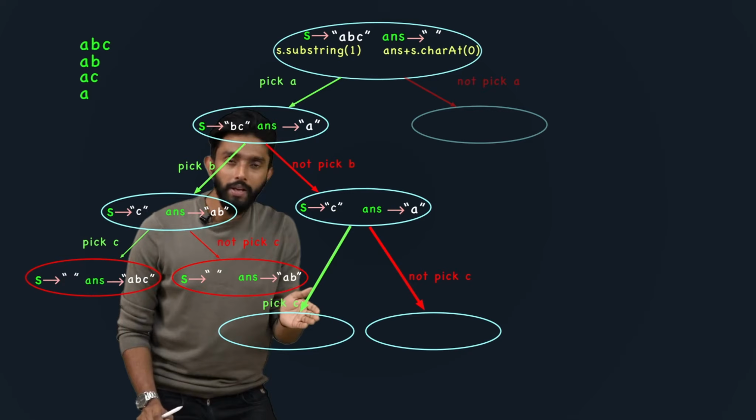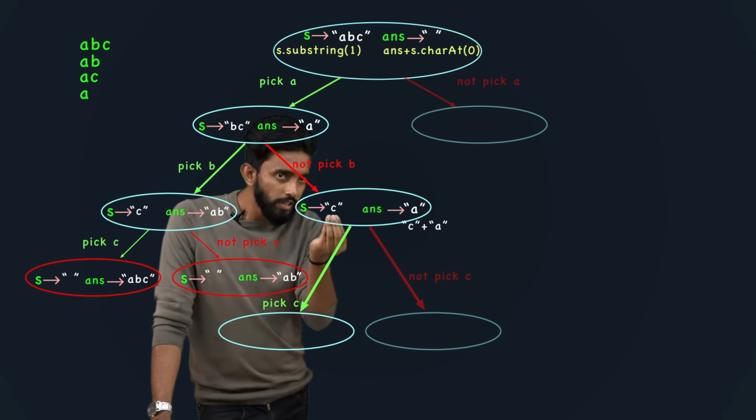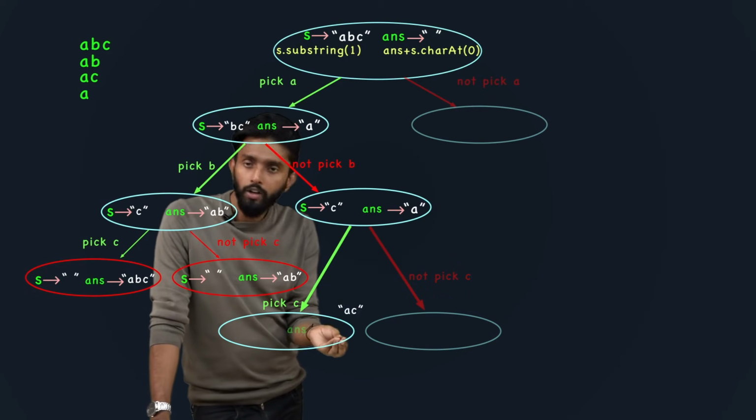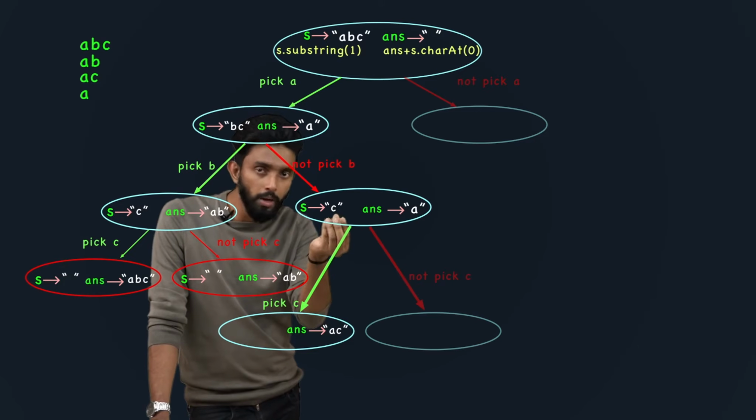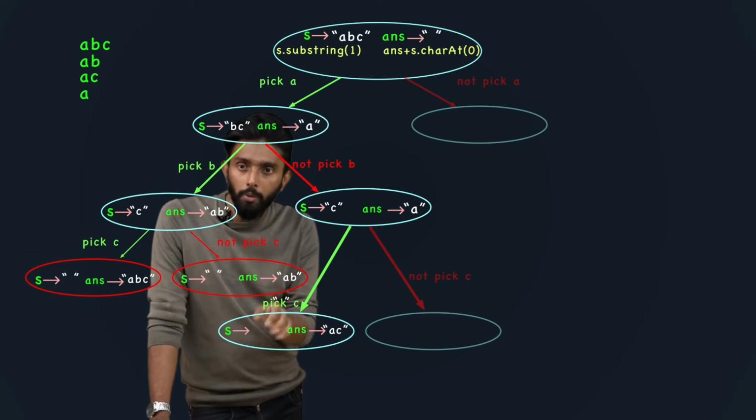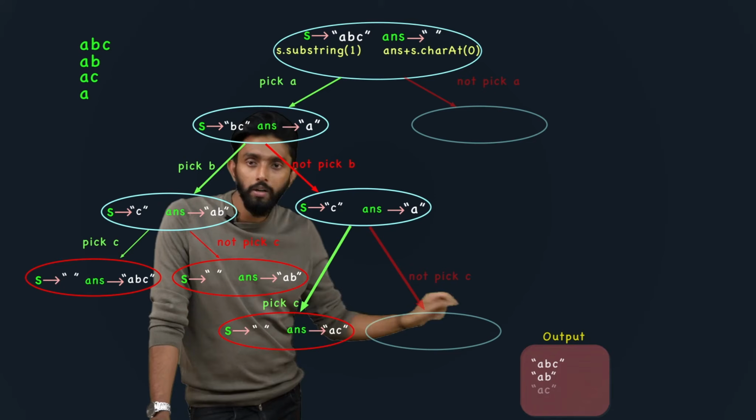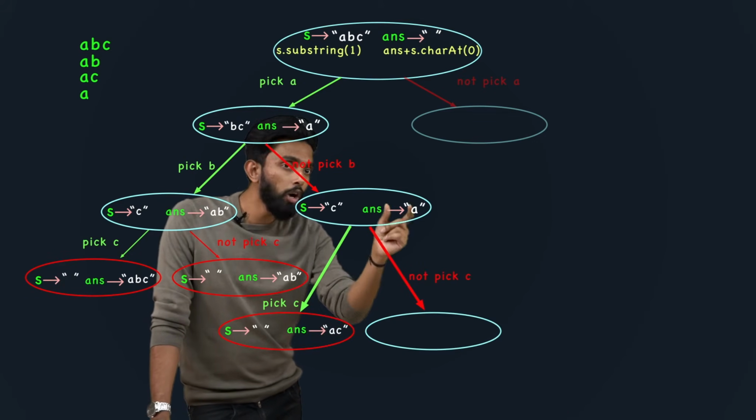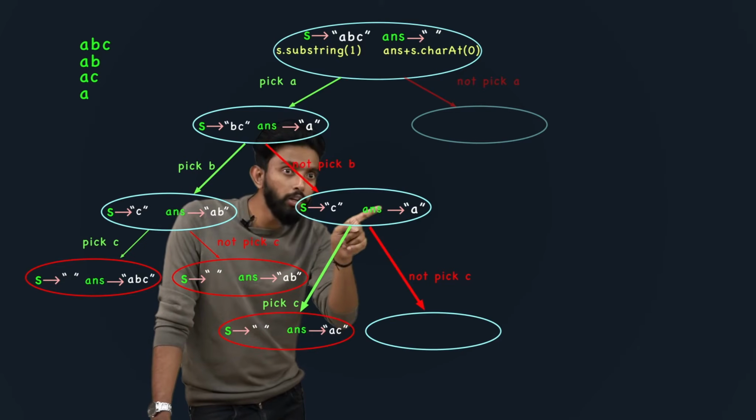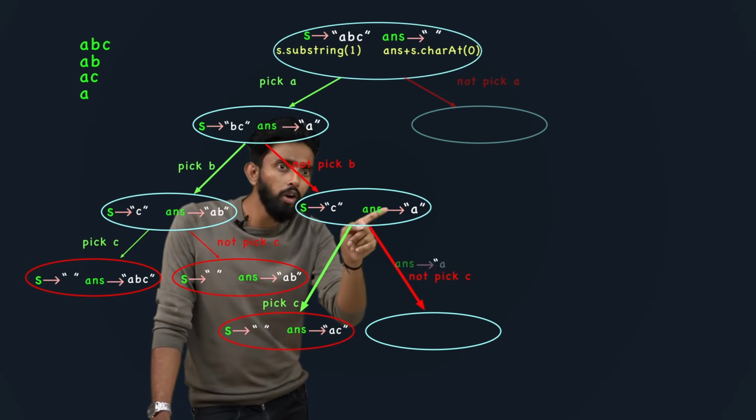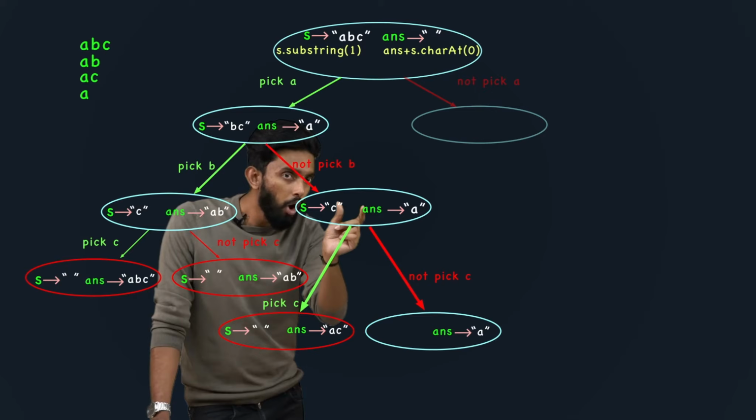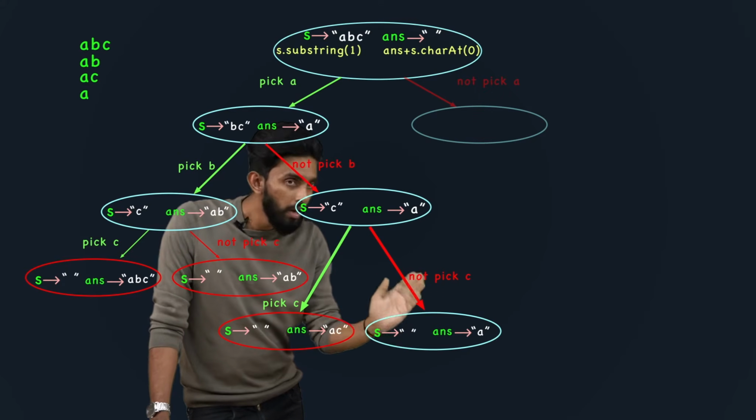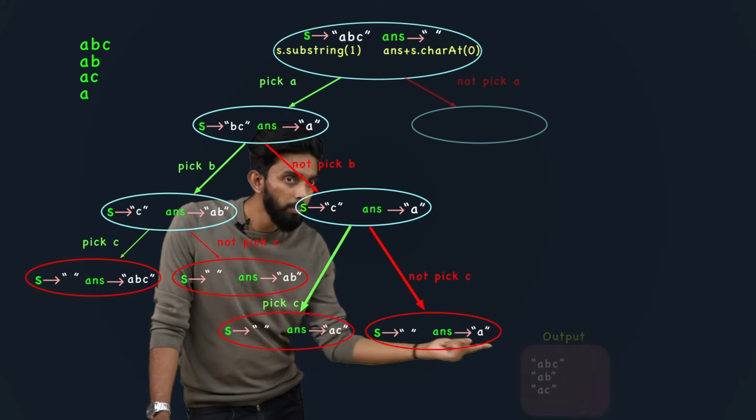When it comes to pick C, same thing guys. First take C, attach it to the answer, send it. You will get AC. Obviously if you find the substring, this will become empty. The moment it becomes empty, you hit a base condition, print it. After printing, return. Now you will come to not pick C. Not pick C means what? Don't append it to the answer. Don't concatenate. As it is, I will send. Obviously, if I find the substring, it will become smaller. Base condition I have hit. Length is 0. Print A.